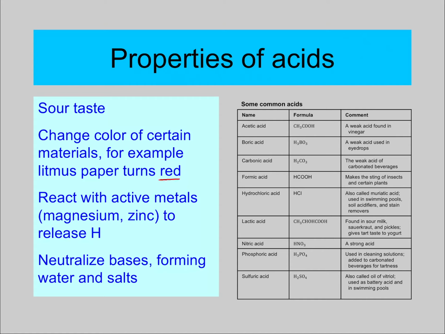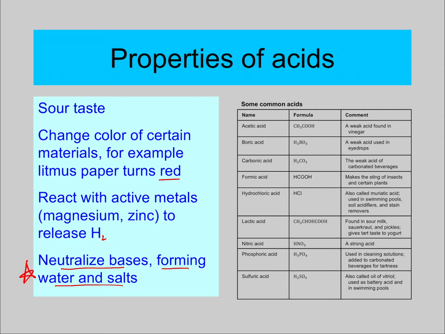Acids will react with active metals like magnesium and zinc to release hydrogen gas, which is flammable. It's a pretty cool reaction, but because of the hydrogen and the flammability of hydrogen, it's kind of dangerous. But another thing about acids is that they neutralize bases. When that happens, it forms water and salt, and we'll come back to this in just a few slides.